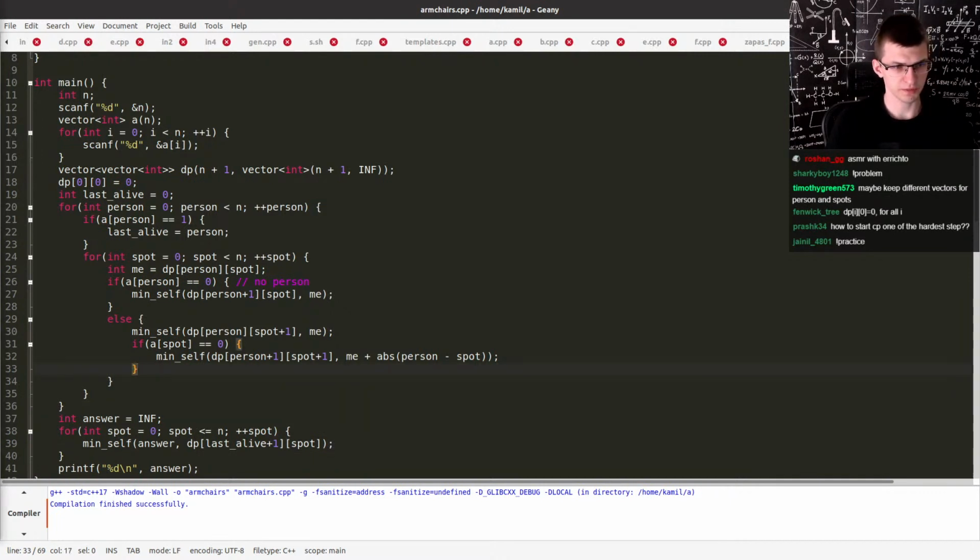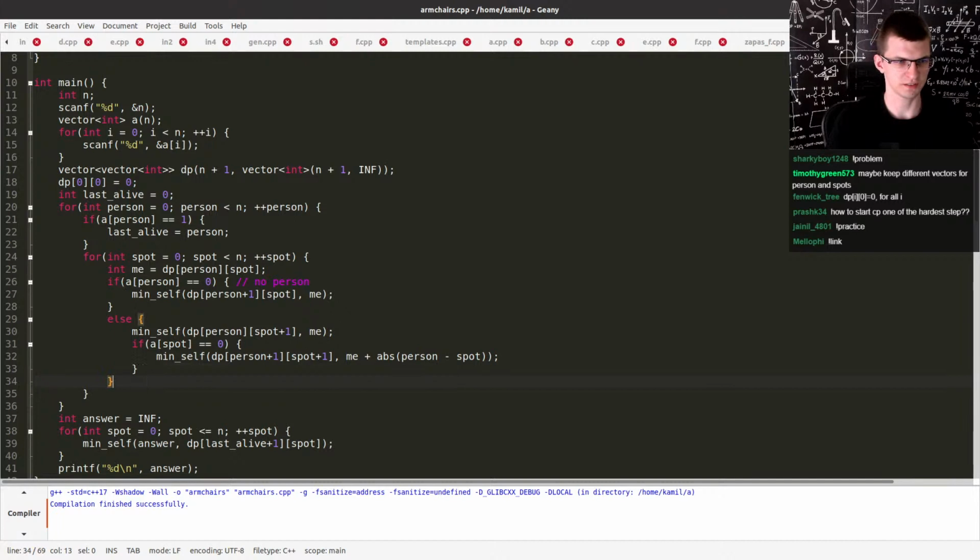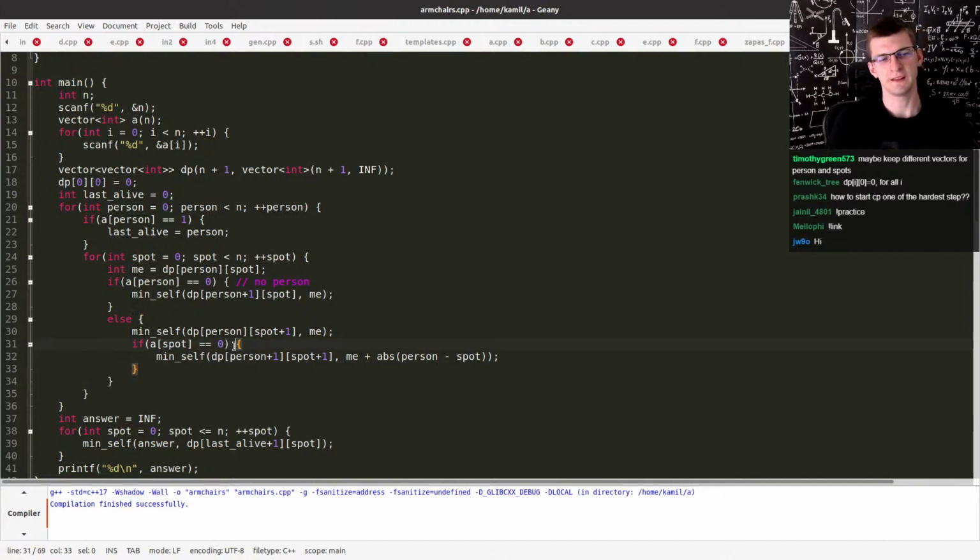dp of I0 becomes 0 for all I. Why? Finite tree, we're not allowed to skip people. So no, that's wrong. That would be wrong to do.